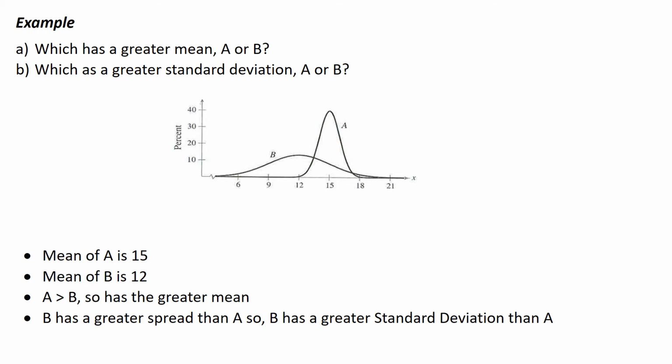Now, deviation is the spread. A greater deviation, a greater spread, is in B. If you look at the deviation of A, if we look at 99%, it falls between 12 and 18. So that's a range of about 6. Now, if you look at the deviation of B, it goes from 3 to 21. So there is a greater deviation there.